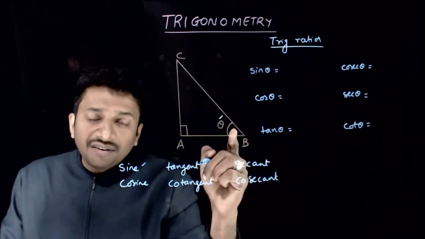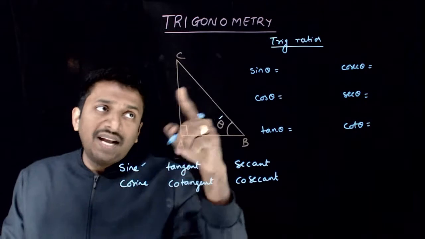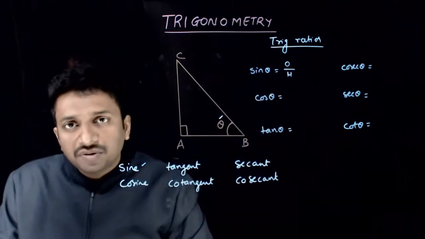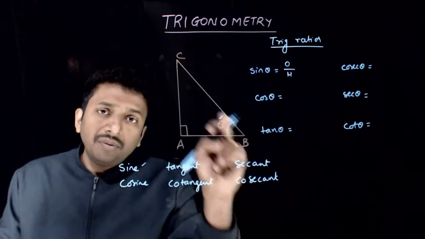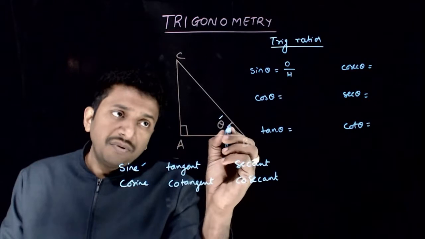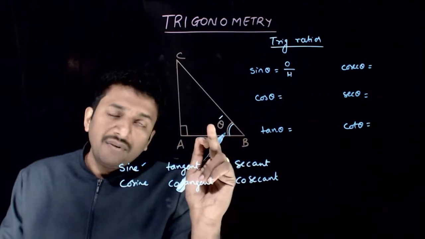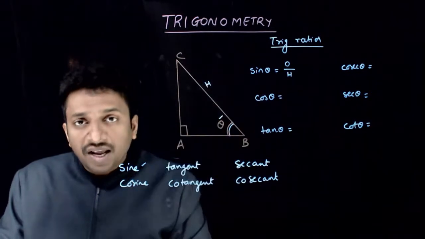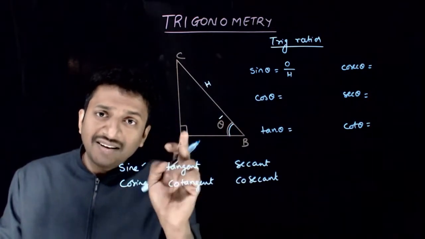Sine theta is defined as the opposite side by hypotenuse. So as you can see, if you take any right angle triangle, one of the angles is 90. So if you take another angle as theta, with respect to this angle, hypotenuse is always fixed for this triangle. There are two right angle sides.